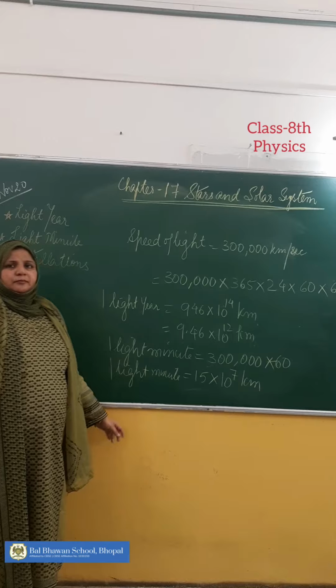Right? So what have we learned in today's class? How do we measure the distance between two or more celestial bodies, the distance between the Earth and the other stars? By using a unit called light year, which is the distance travelled by light at a speed of 3 lakh kilometers per second in 1 year. Okay? 1 light year has 9.46 into 10 to the power 12 kilometers. 1 light year is made up of these many kilometers.